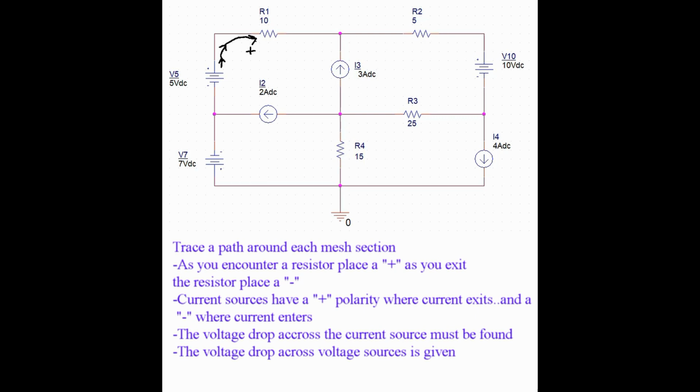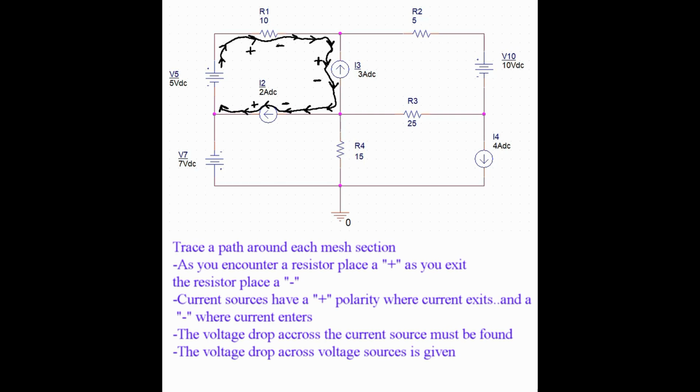So start the problem as normal, which is to pick a mesh. I've decided to start in the top left mesh section. Going clockwise around this subsection, I'm tracing a current path. As I enter the resistive components, I place a plus, and as the current exits, a minus.